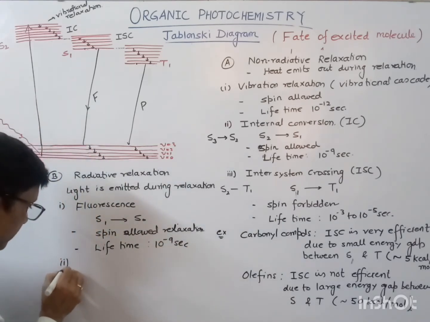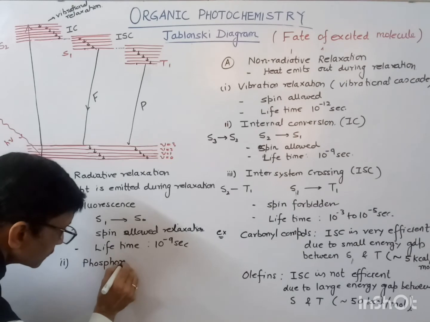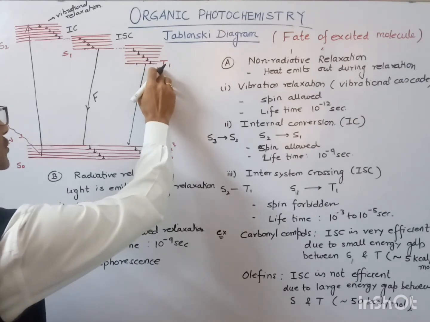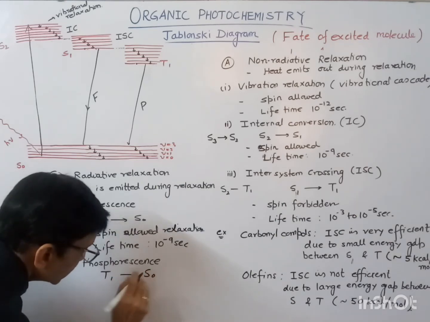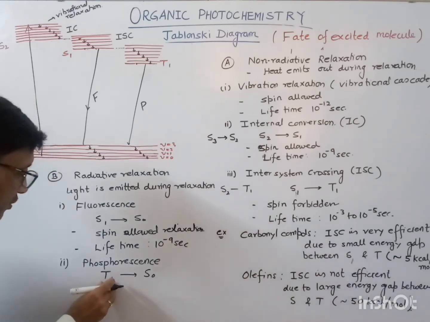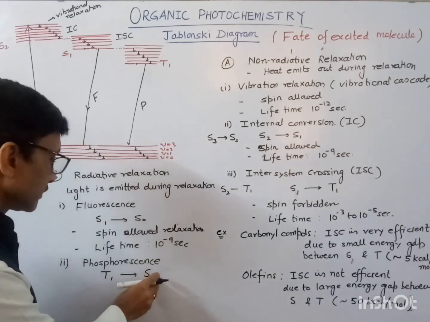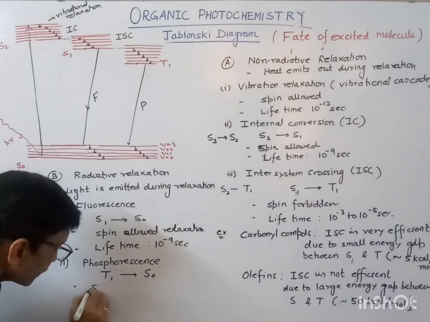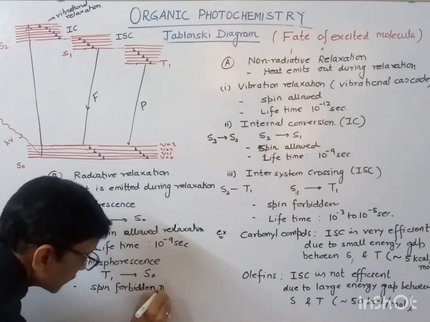Now the other one is phosphorescence. This takes place from the T1 state to the S0 state, and we know that the T1 state and the S0 state have different total spin multiplicity. One has total spin multiplicity equal to 3 and the other has 1. So this is a spin forbidden process.